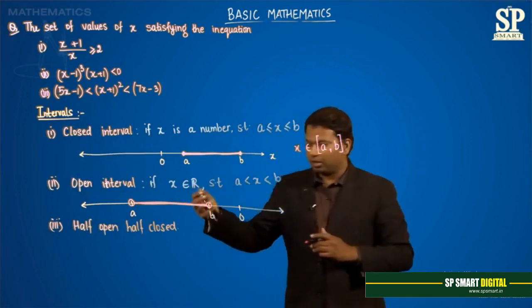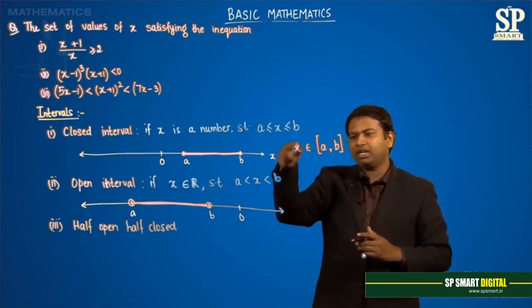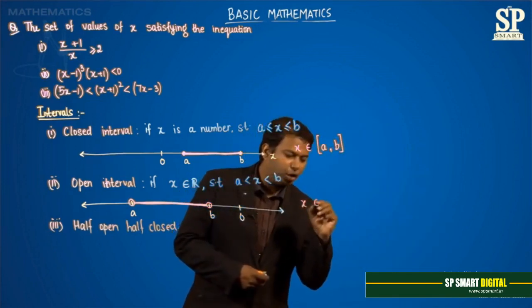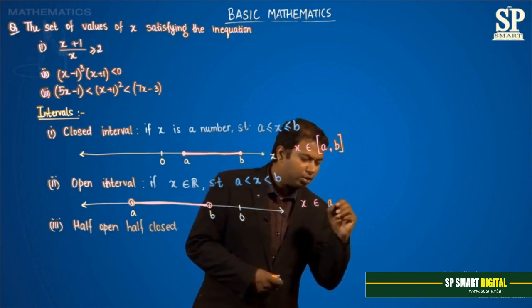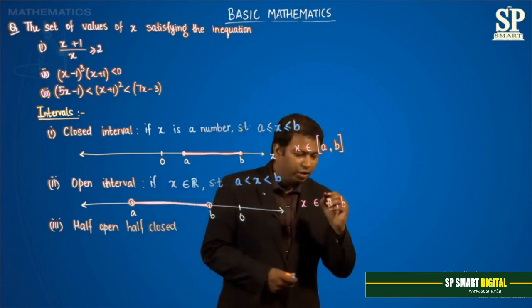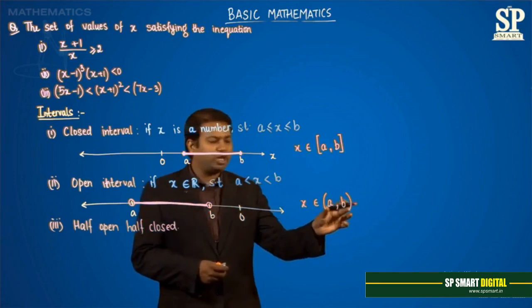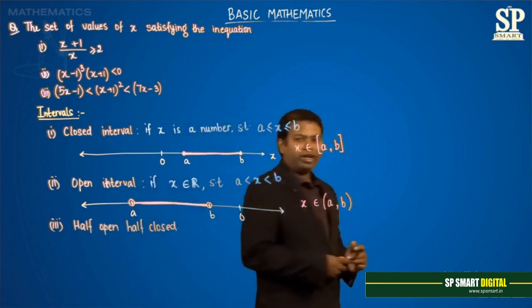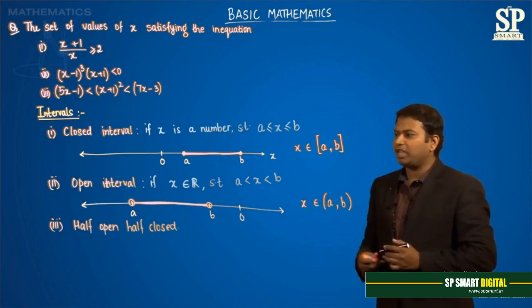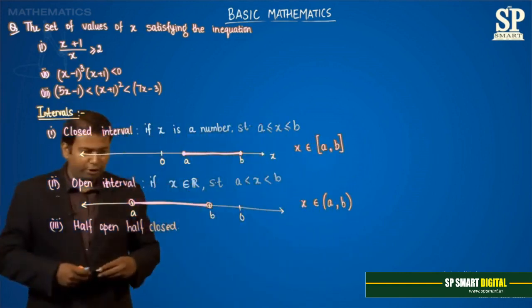So after this, you might ask how to represent it mathematically, and mathematically we write x belonging to the lower limit, comma, upper limit, that is A and B, and then we put round brackets on both the ends. So this is also known as parentheses. So this is how we represent an open interval. Now that we have studied the closed and the open interval, half open and half closed would be very simple for you to understand.